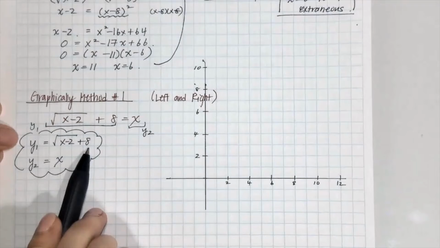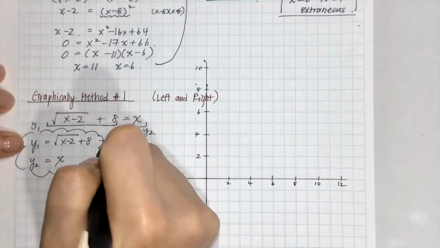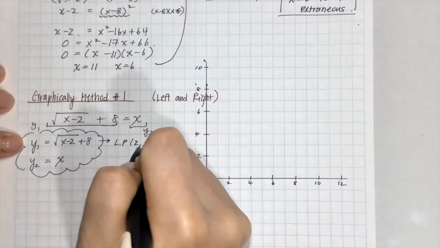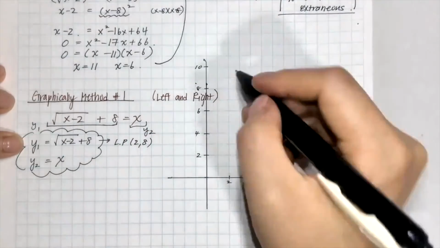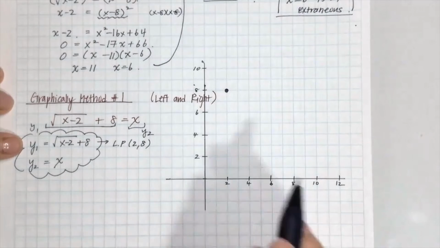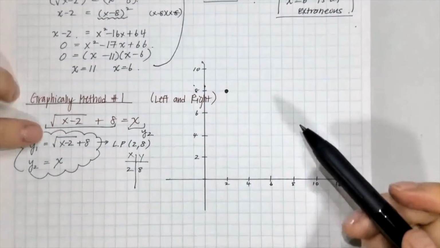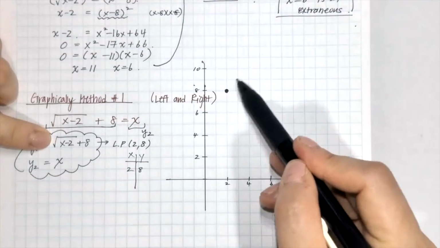Okay, so let's start with the first one. This is square root of x minus 2 plus 8. So did you find the locator point? Did you graph the locator point at 2, 8? That's the first thing. And then you can make a table of values. You already know what the square root graph looks like. You should know it. It looks like this.